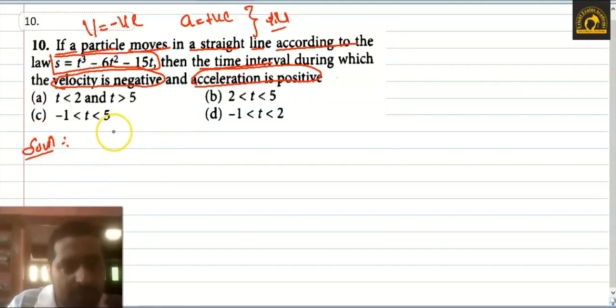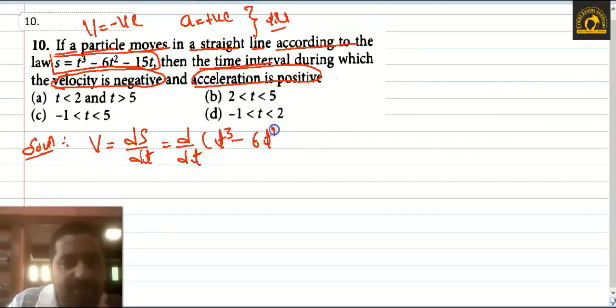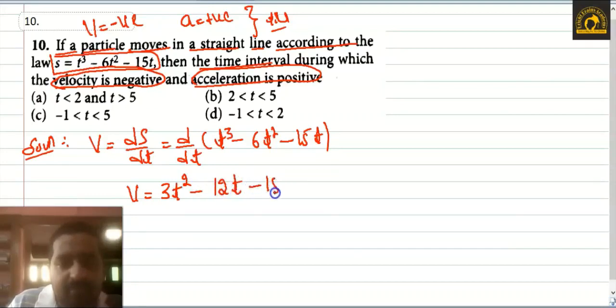First step, you have to find the velocity and acceleration. So s is equal to this much. Velocity is equal to ds by dt. That is equal to d by dt of s, where s is t cube minus 6t square minus 15t. So then velocity is equal to 3t square minus 12t minus 15. So this is the velocity.